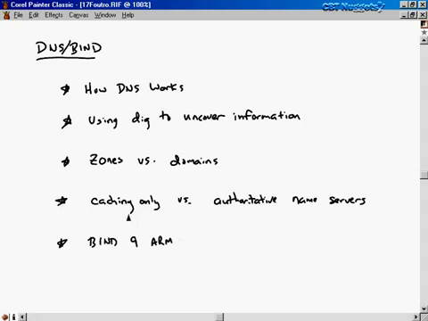We talked about caching only name servers versus authoritative name servers. Remember, caching only name servers don't actually provide any authority for your domain. They just cache requests that were made from your domain. So if from your domain you ask for www.ibm.com, that goes out, turns into an IP address, and comes back. The next time that you ask for that, if it's soon enough, it will be satisfied from the cache instead of having to go out on the internet to find that information.